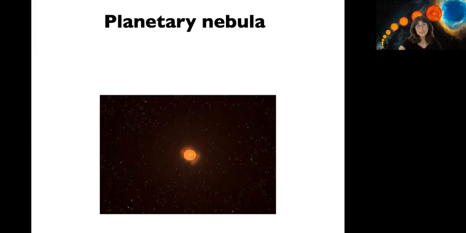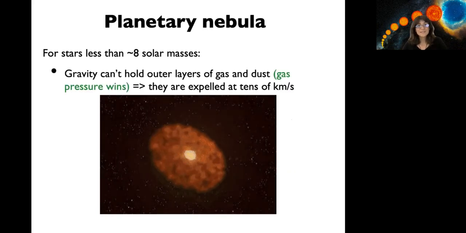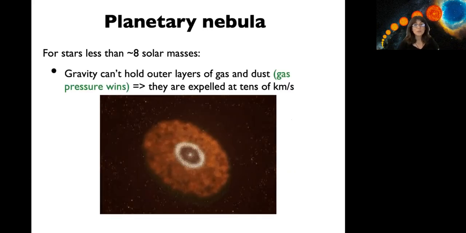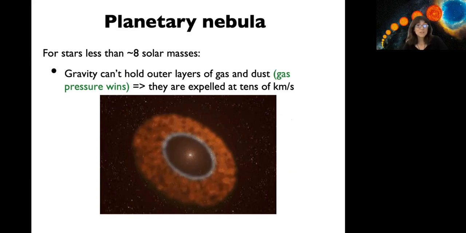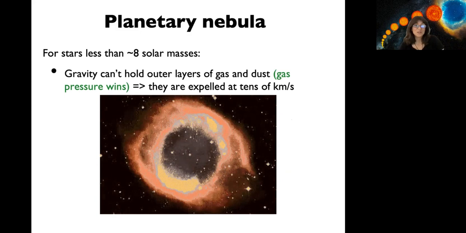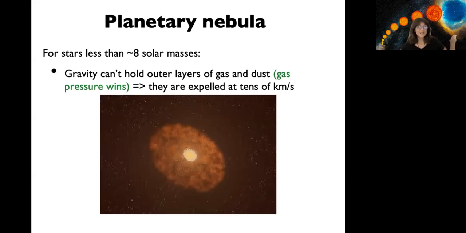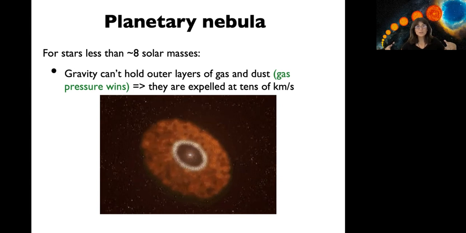So this is the point for a star that is less than 8 solar masses. This is the point where gas pressure wins finally, and there's no way to get it back to being a normal star. So gravity cannot hold the outer layers of gas and some of the dust that has been produced.